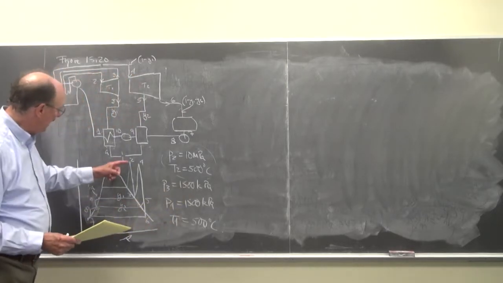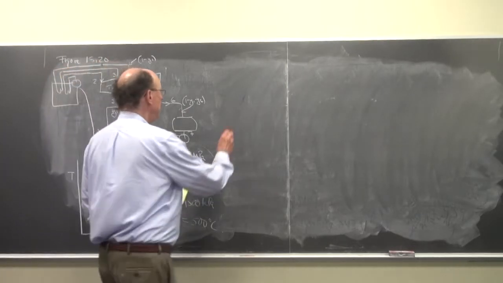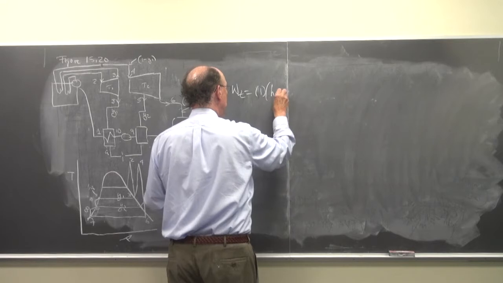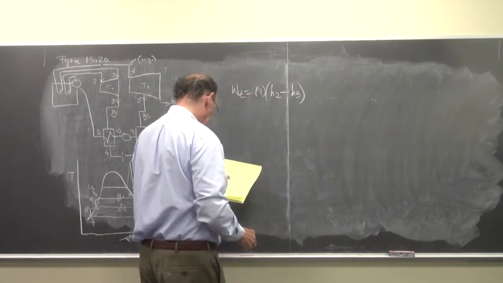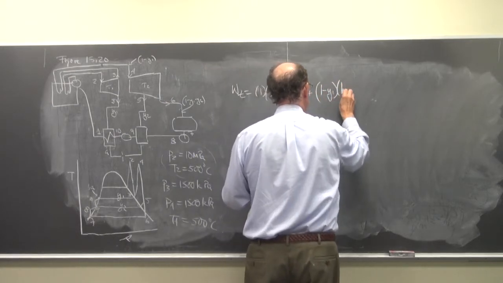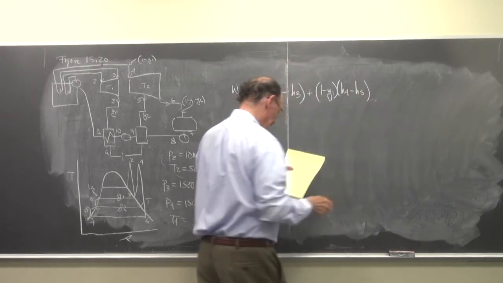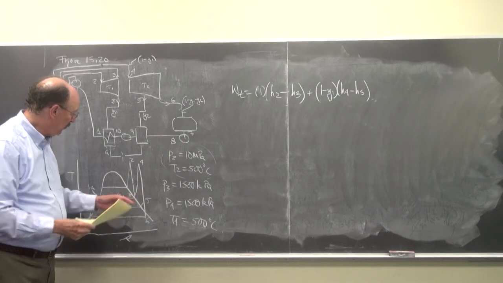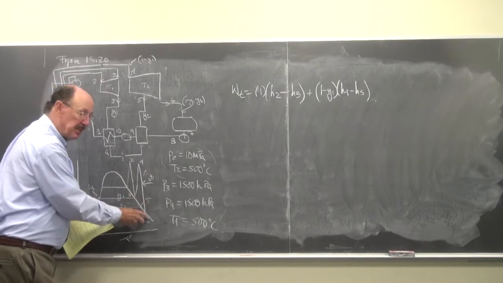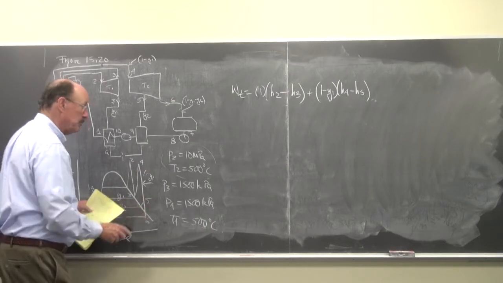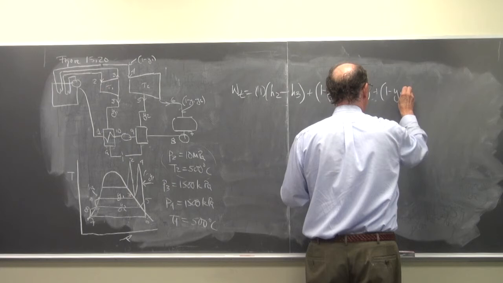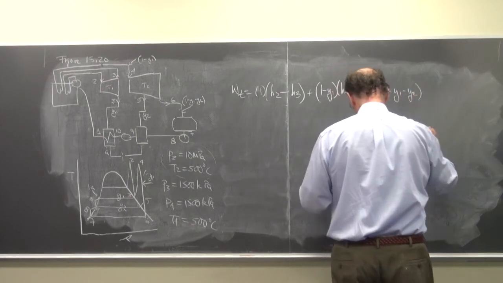So if I look at the turbine, I have everything going between 2 and 3. So WT is equal to 1 times (H2 minus H3) plus (1 minus Y1) between H4 and H5. So between 4 and 5, I have 1 minus Y1. And then between 5 and 6, I have 1 minus Y1 minus Y2 as we subtract that up. Plus (1 minus Y1 minus Y2) times (H5 minus H6).